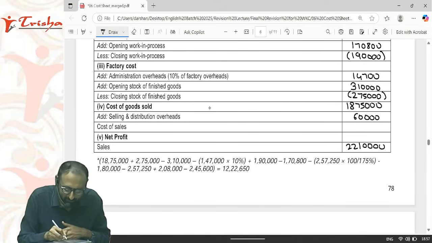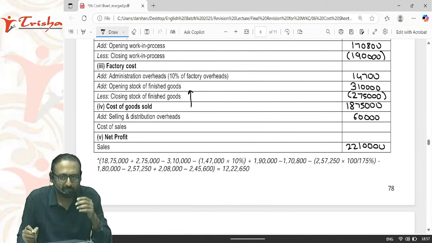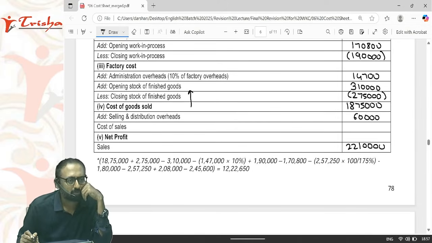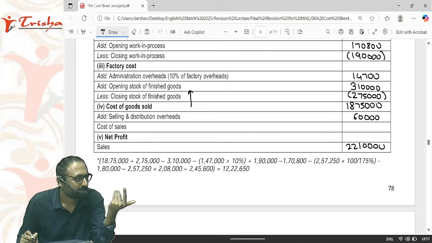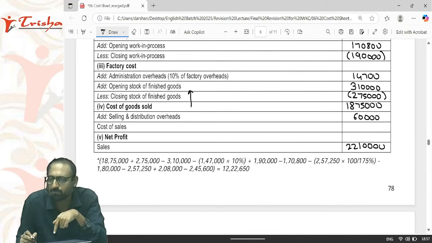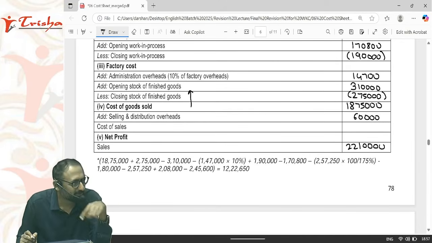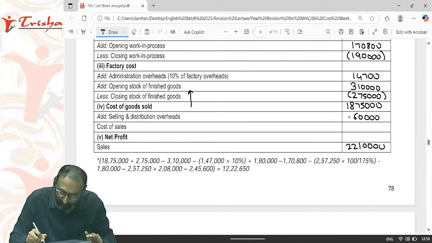I'll start with COGS. If you are solving any reverse working question, while doing reverse calculation, you will have to give the opposite treatment. If any item was added, you will have to subtract. If any item was subtracted, you will have to add. Now you tell me, from this COGS, I want to find the factory cost.